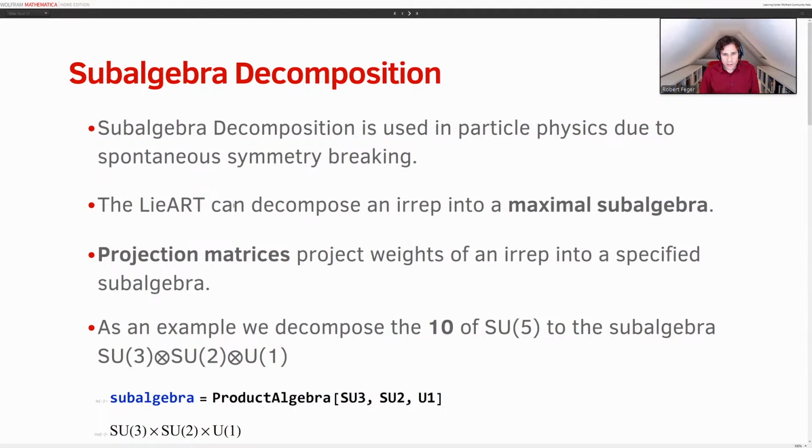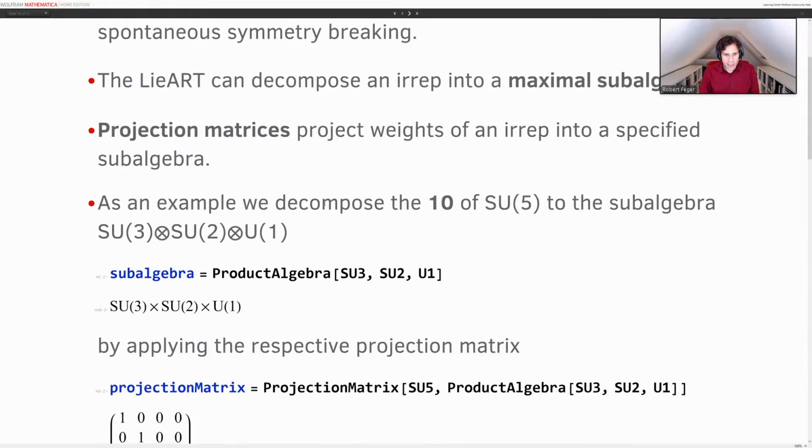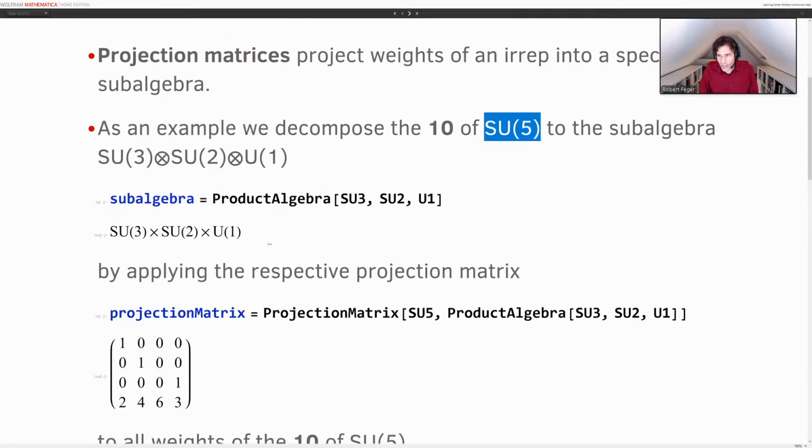LieART can decompose an IRAP into a so-called maximal subalgebra. And it uses projection matrices for that. For some, it needs the projection matrices built in, but for some, it can derive the projection matrices. So here's an example of how to decompose the 10 of SU5 to the subalgebra SU3 cross SU2 cross U1, which is the standard model gauge group, because it's so popular and it's used in physics a lot.